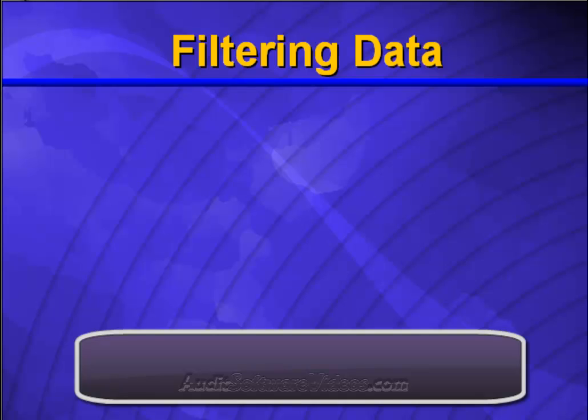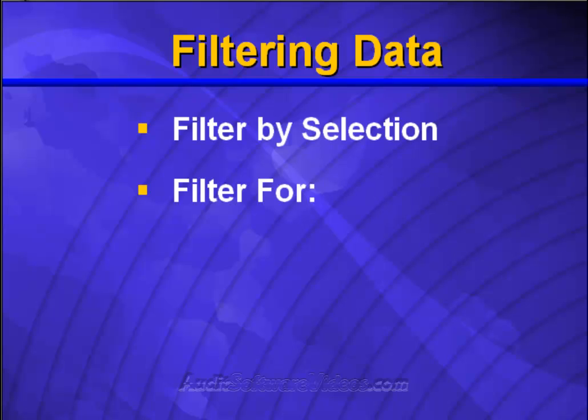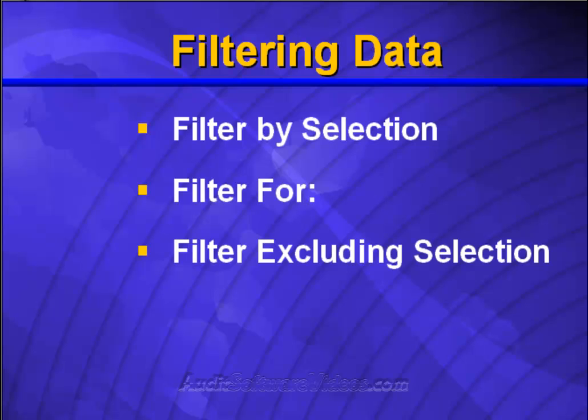Filtering data. By filtering data in our table, we can hide data and display only the records we want to view. There are several methods of filtering records in Access, including filter by selection, filter for input, and filter excluding selections.